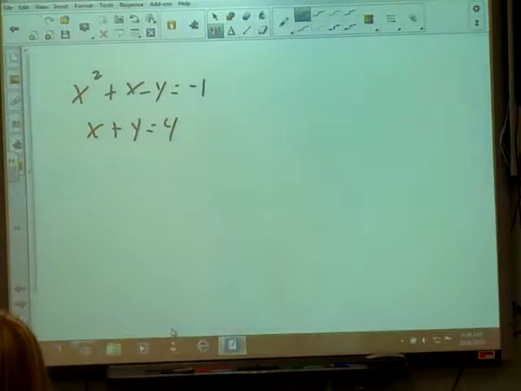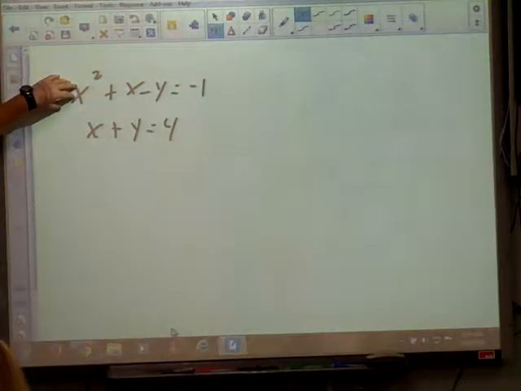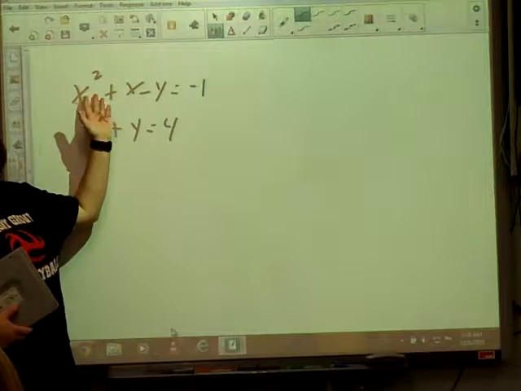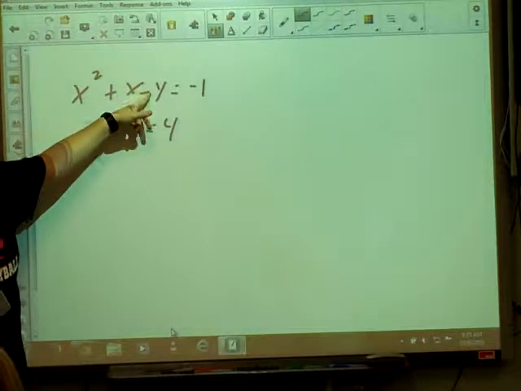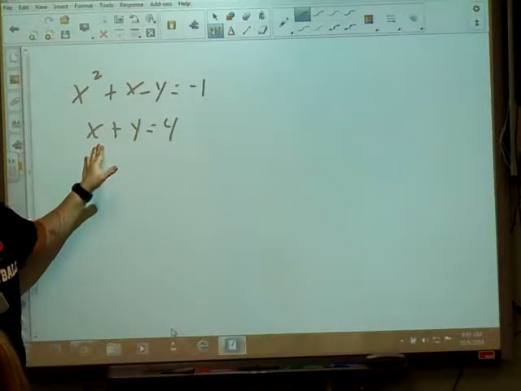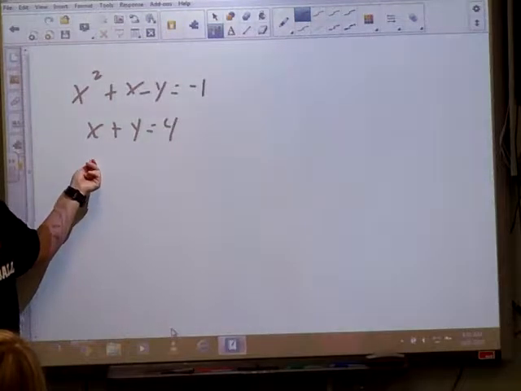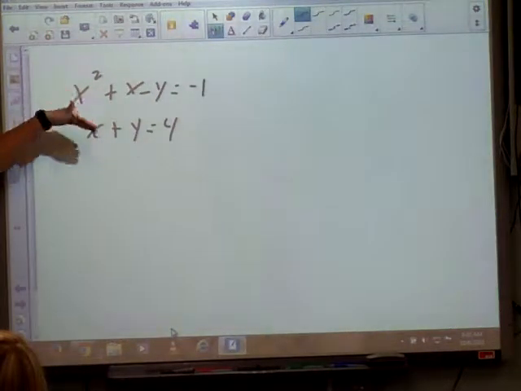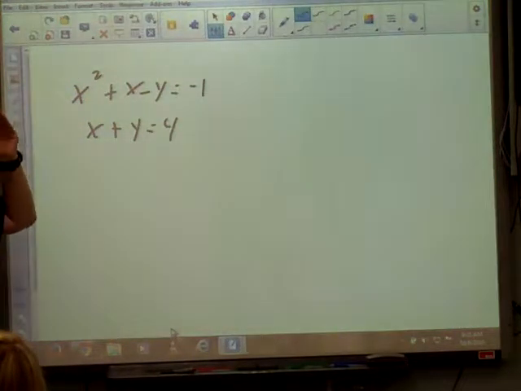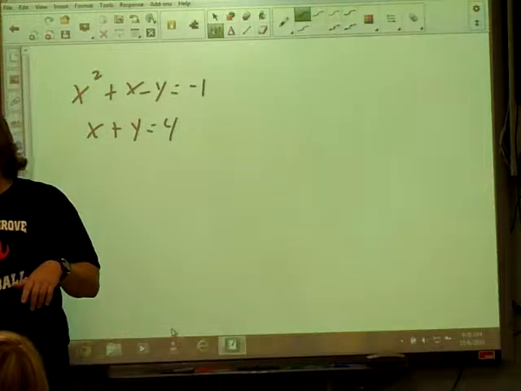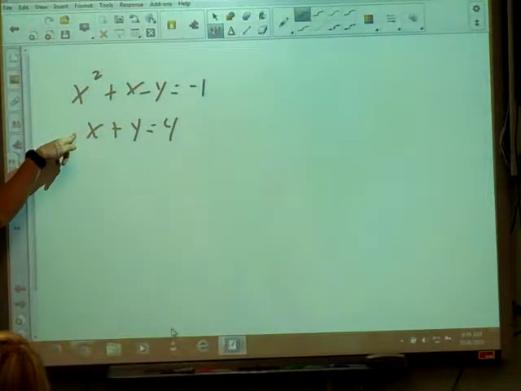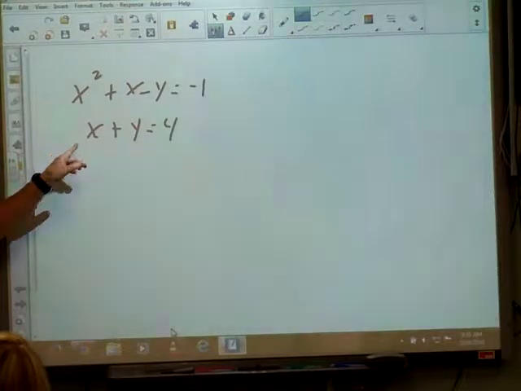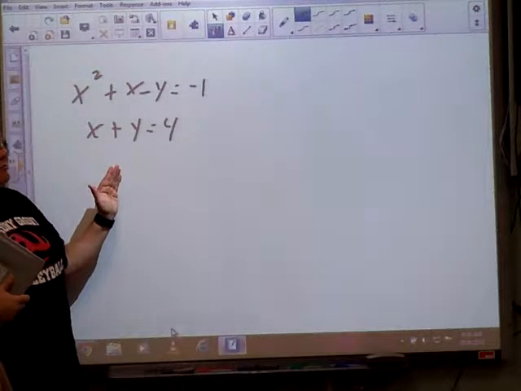All right, here I've got a system of equations: x squared plus x minus y equals negative 1, and x plus y equals 4. We're just going to solve this system using substitution again. If I'm going to be able to solve it using substitution, I have to solve one of my equations for a variable.